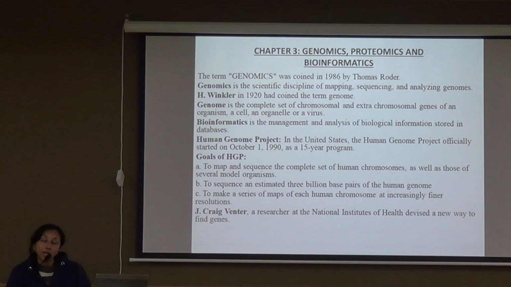And then analyzing. Analyzing means, once the genome sequencing and mapping is done, now we need to find out what it codes for. What is its function? What is its role in the particular organism from which it has been isolated? H. Winkler in 1920 coined the term genome. Genome is a complete set of chromosomal and extrachromosomal genes of an organism, a cell, an organelle or a virus. What is bioinformatics? Bioinformatics is the management and analysis of biological information which is stored in the databases.